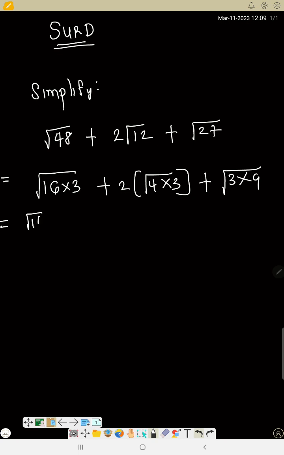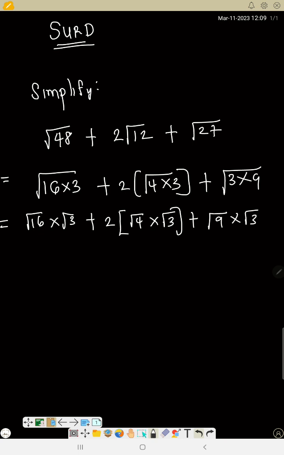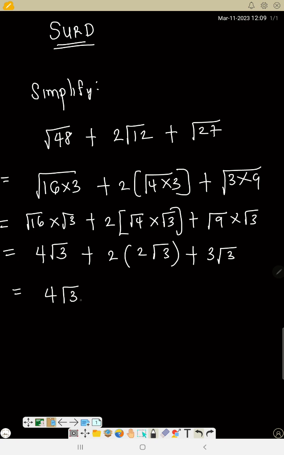you can split it. That is root 16 times root 3 plus 2 bracket root 4 times root 3 plus root 9 times root 3. So now what is root 16? That is 4 root 3 plus 2 bracket root 4, 2 root 3. Remember there is 2 outside, so I maintain it. So plus root 9, that is 3 root 3. So now this is 4 root 3 plus 2 times 2, that is 4. So this is 4 root 3 also, then plus 3 root 3.